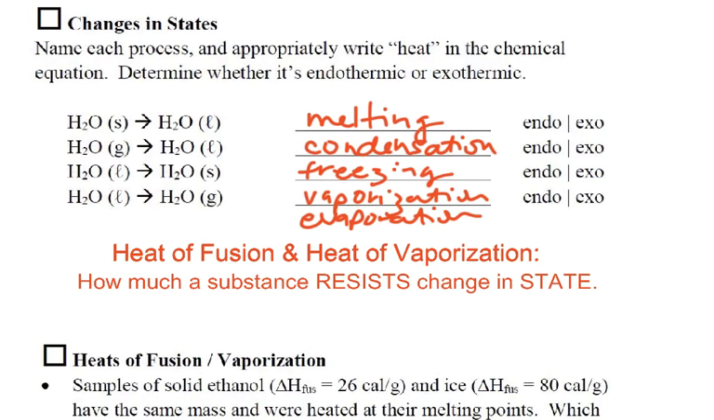Okay, solid going to liquid. Okay, it should be kind of clear. We got to put some heat into the solid in order to get it to become a liquid. I'm just going to use H because I don't have very much room. Okay, so that is going to be an endothermic process.